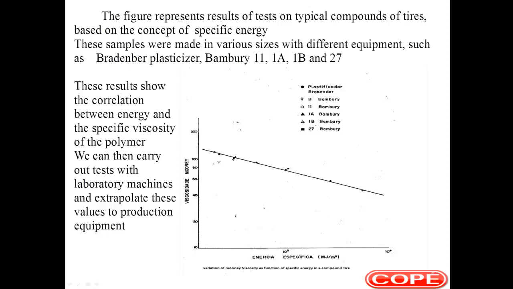The figure represents the test of typical tire compounds based on the concept of specific energy. The samples were made in various sizes of different equipment, such as Banbury 11D, 1A, 1B. And we make the correlations between specific energy and viscosity. We can then carry out the test with laboratory machines and extrapolate these values to the standard production equipment.